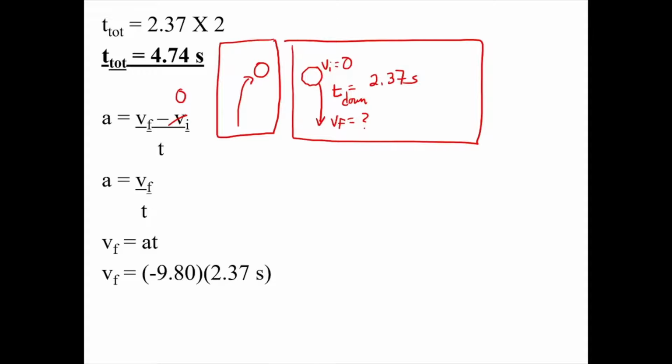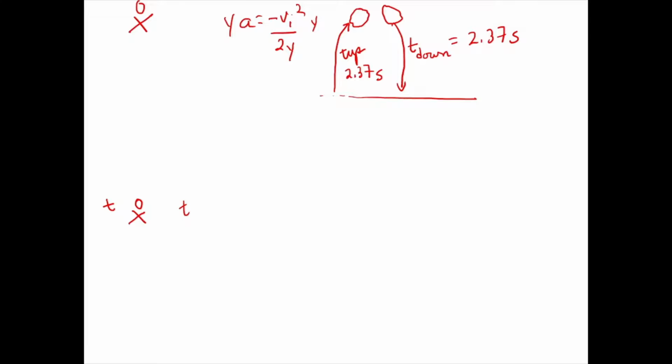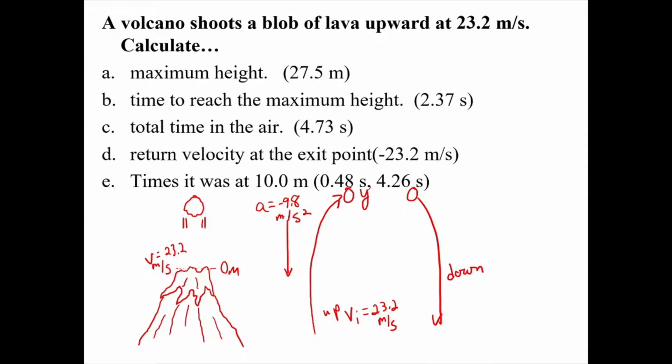And see what we get. We get negative 23.2 meters per second. Now, the last part of the problem, and let me show you it again. Just have to flip back up here. Sorry about that. Is when was it at 10 meters? And what was the maximum height? 27.5.